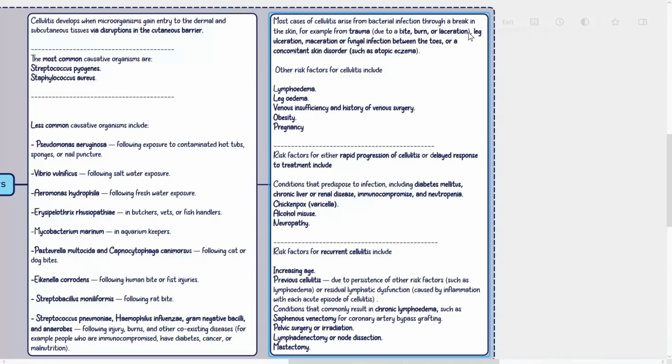Risk factors. Most cases of cellulitis arise from bacterial infection through a break in the skin, for example from trauma due to a bite, burn, or laceration, leg ulceration, maceration or fungal infection between the toes, or a concomitant skin disorder, such as atopic eczema. Other risk factors for cellulitis include lymphedema, leg edema, venous insufficiency and history of venous surgery, obesity, and pregnancy.